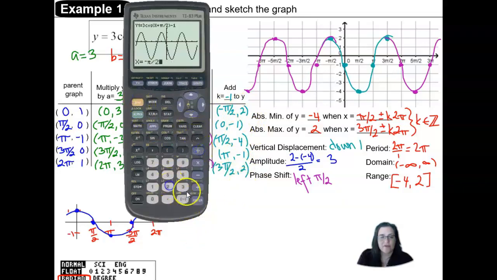So if I type in -pi over 2 and press enter, there's my y value of 2, which matches my table. If I put in a +pi over 2, press enter, there I get back -4, which matches the point that I had put in. So I can see that my graph that I sketched matches the graph in the calculator.